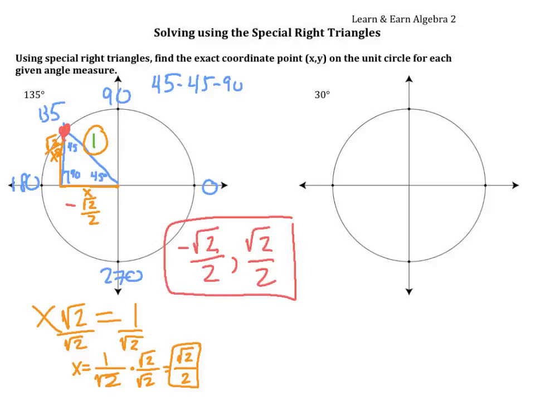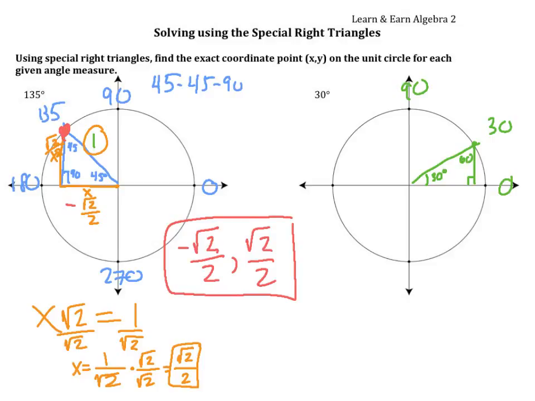Now for my next one, I have 30 degrees. So I'm going to draw 30 degrees on my unit circle. Here I have 0, this is 90. 30 degrees is going to be right here. Now the reference angle is going to be 30 degrees. Now I draw a straight line down to make it perpendicular with the x-axis, and because it's perpendicular, this is 90 degrees. So if the reference angle is 30, and then I have 90, that makes that angle 60.